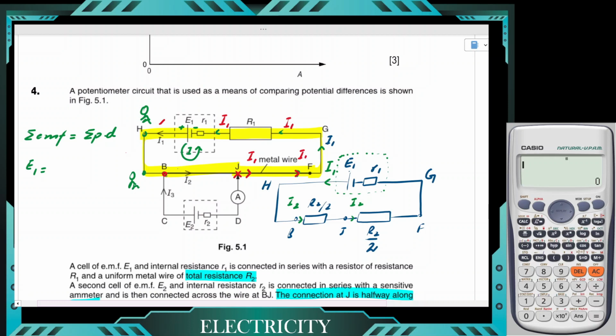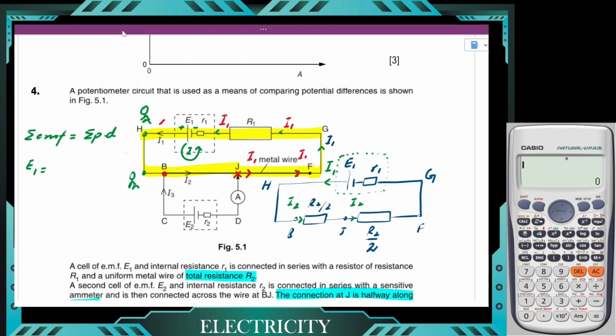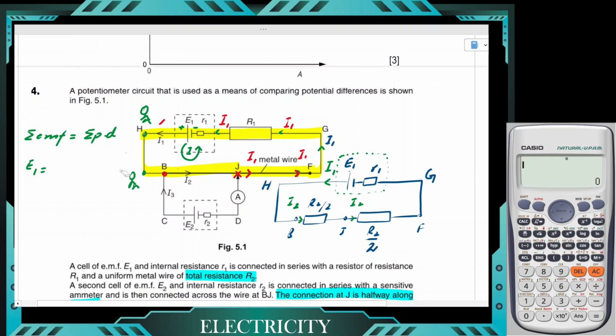But as we move from B to J, through that part of the wire, there would be some voltage drop across that part of the wire. How much would that be? Current times the resistance. Why I2? Because I2 is the current passing through B to J. Why is the resistance R2 over 2? Because the total resistance from B to F was R2, and the resistance from B to J would be half of it, because J is exactly in the midpoint. So we are done with this part.